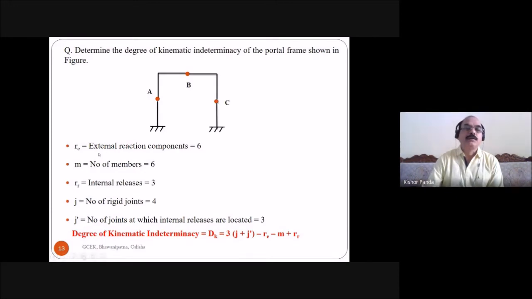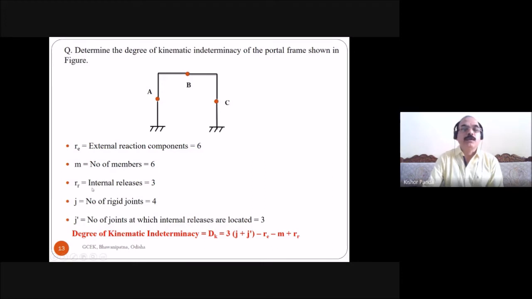First, find out the external reaction components. Here there are 3 reactions, fixed support. Here also there are 3 reactions, fixed support. The total external reaction component is equal to 6. And how many members? Because here the internal hinge is present, we will find out the degree of kinematic indeterminacy using this formula: dk is equal to 3j plus z dash minus re minus m plus rr. So how many members here? 1, 2, 3, 4, 5, 6. So the number of members is equal to 6.